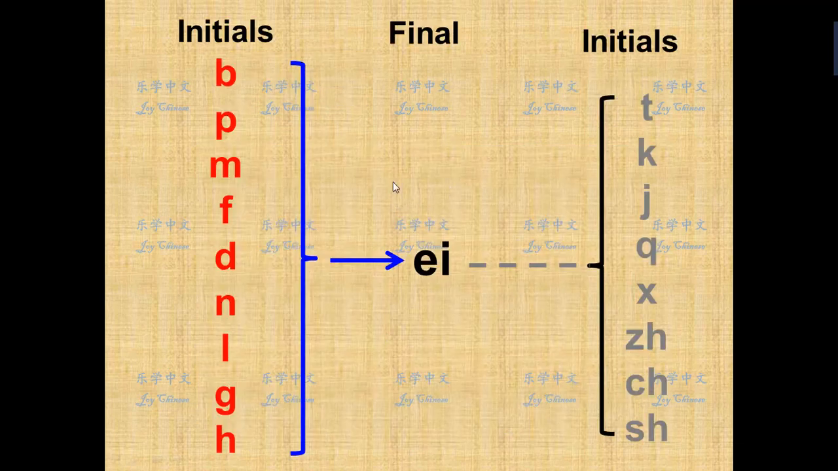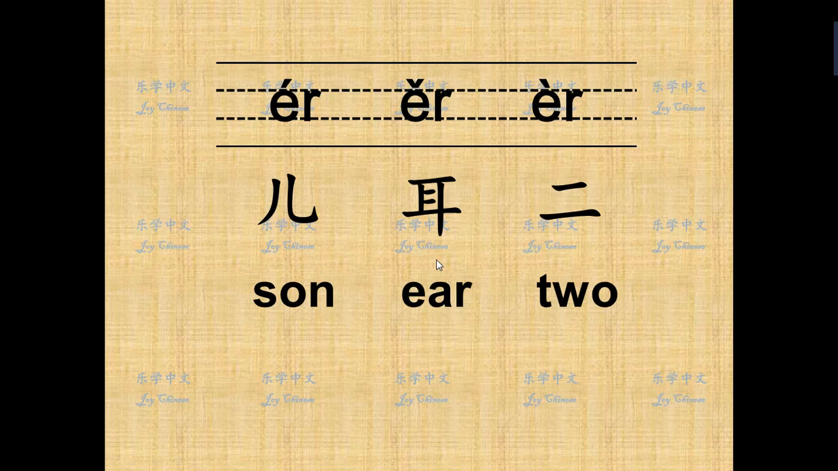For final A, it can be combined with bo, po, mo, fo, de, ne, le, ge, and he. It cannot combine with te, ke, ji, qi, xi, zhi, chi, shi. On the left-hand side, these are the combinations of initials and final A. For the other final, it doesn't combine with anything else. Actually, it only pronounces itself.